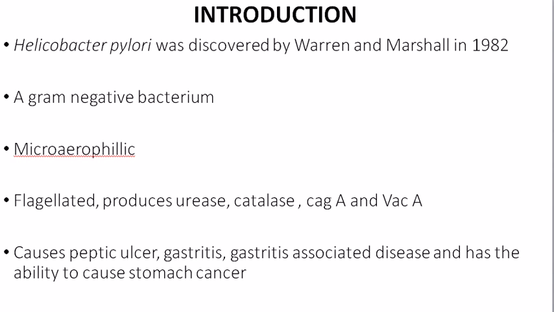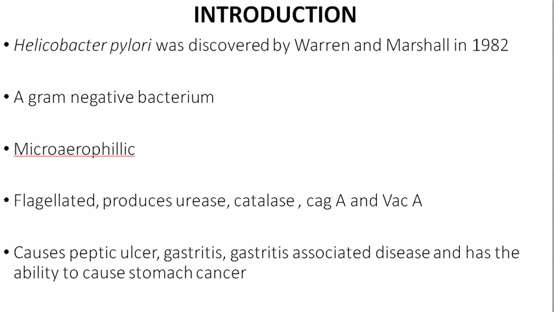The name of it was actually Campylobacter pylori, but it changed to Helicobacter pylori given its helical shape, and pylori because it lives in the pyloric sphincter of the human stomach. It is microaerophilic, which means it needs little amount of oxygen to survive.